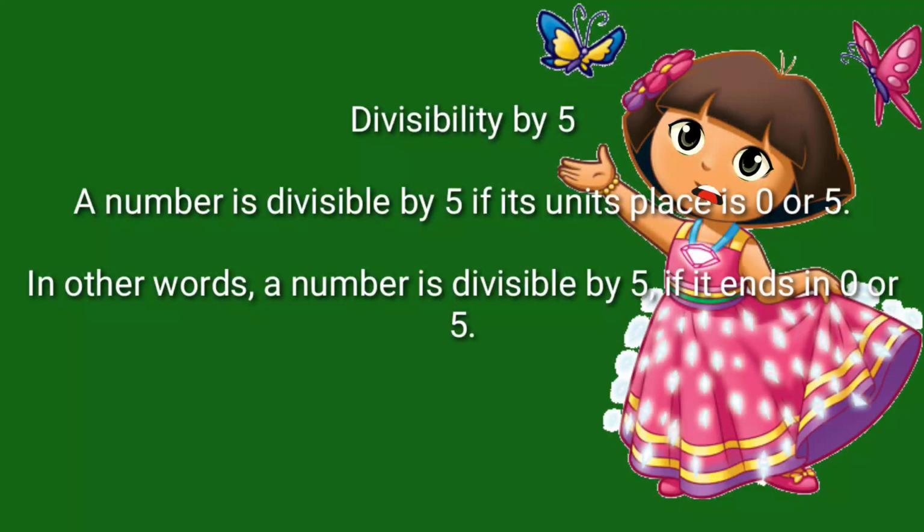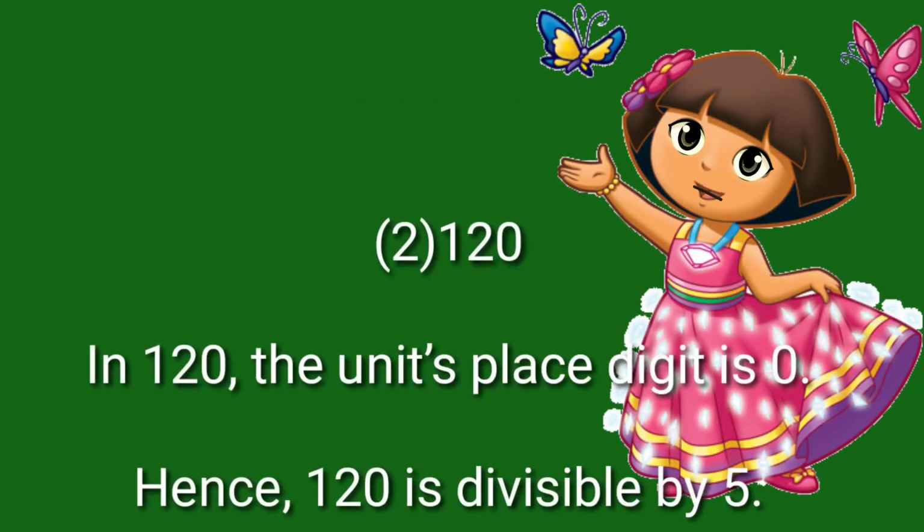Divisibility by 5. A number is divisible by 5 if its units place is 0 or 5. In other words, a number is divisible by 5 if it ends in 0 or 5.